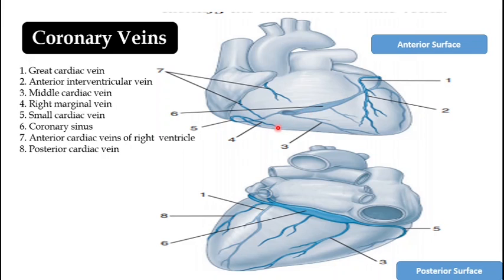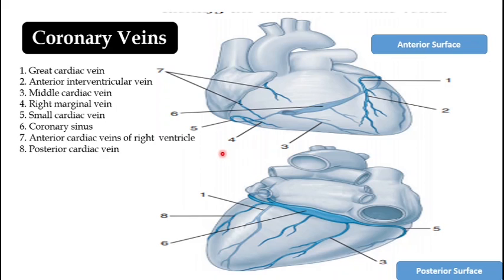But in people in which the right marginal vein does not become part of the small cardiac vein, the right marginal vein drains its deoxygenated blood directly into the right atrium. So the coronary sinus is receiving the deoxygenated blood from the great cardiac vein, or the anterior interventricular vein, the middle cardiac vein, the posterior cardiac vein, and the small cardiac vein, and in some people from the right marginal vein also.